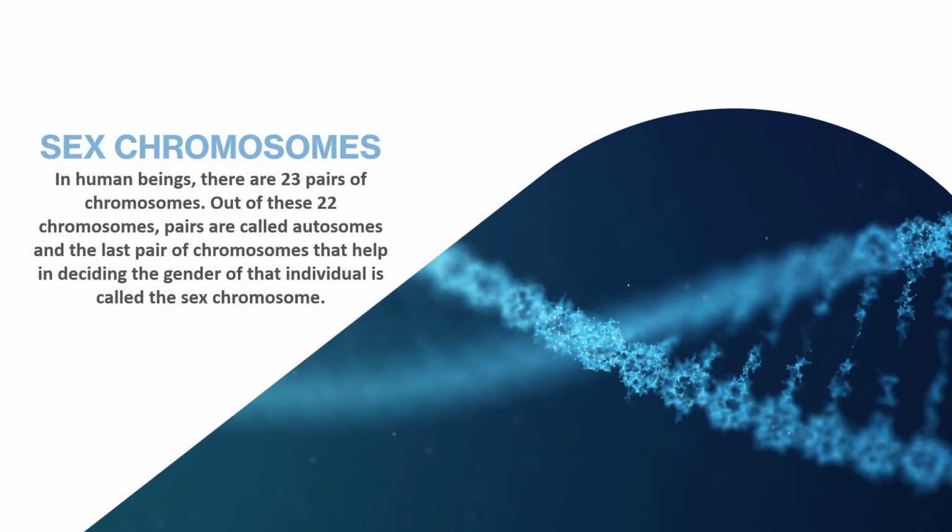Now we have discussed the examples of pea plants. Now we are going to see about human beings. In human beings there are 23 pairs of chromosomes in our body. Out of these 23, 22 pairs are called autosomes, and the last single pair of chromosomes helps in deciding the gender of the individual. So this is called the sex chromosome.